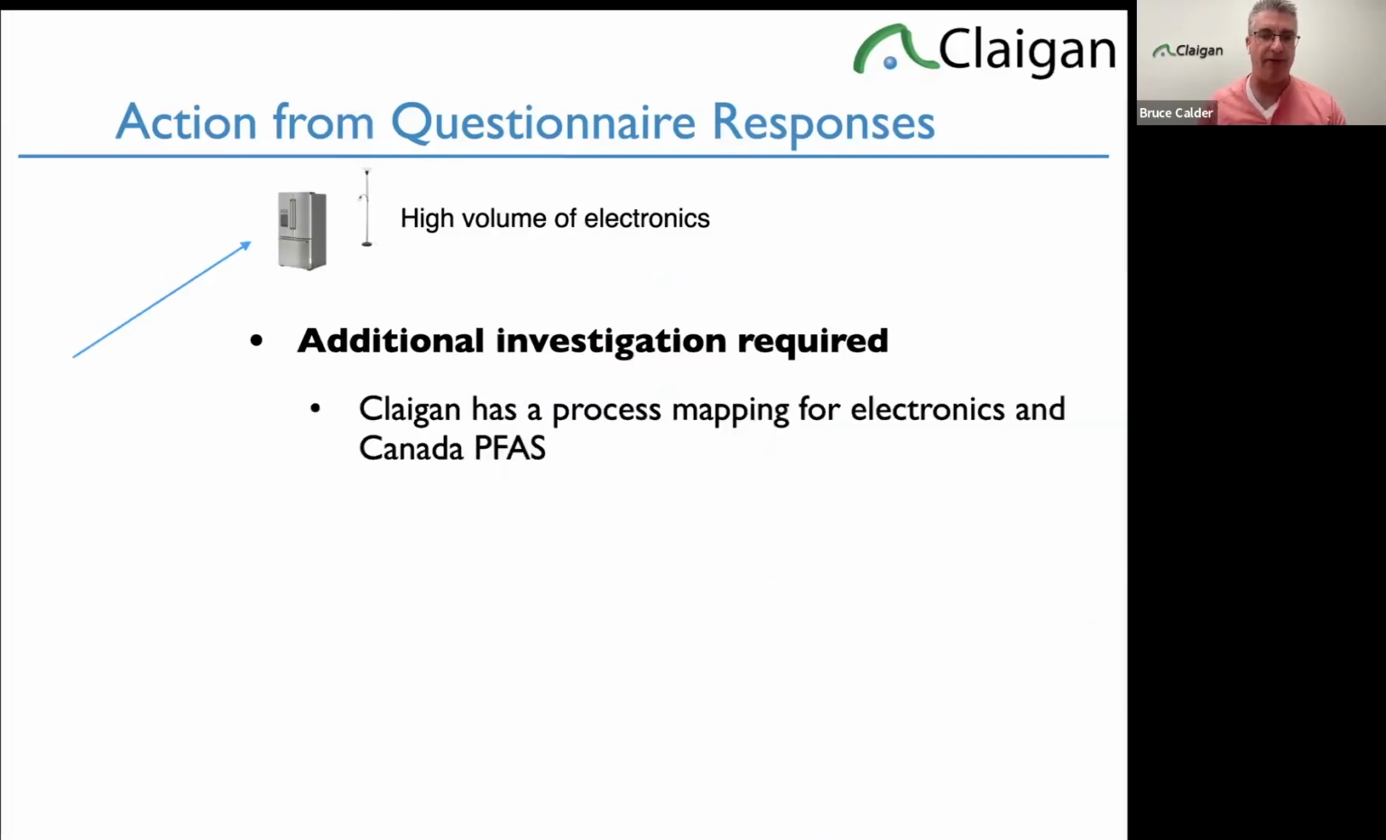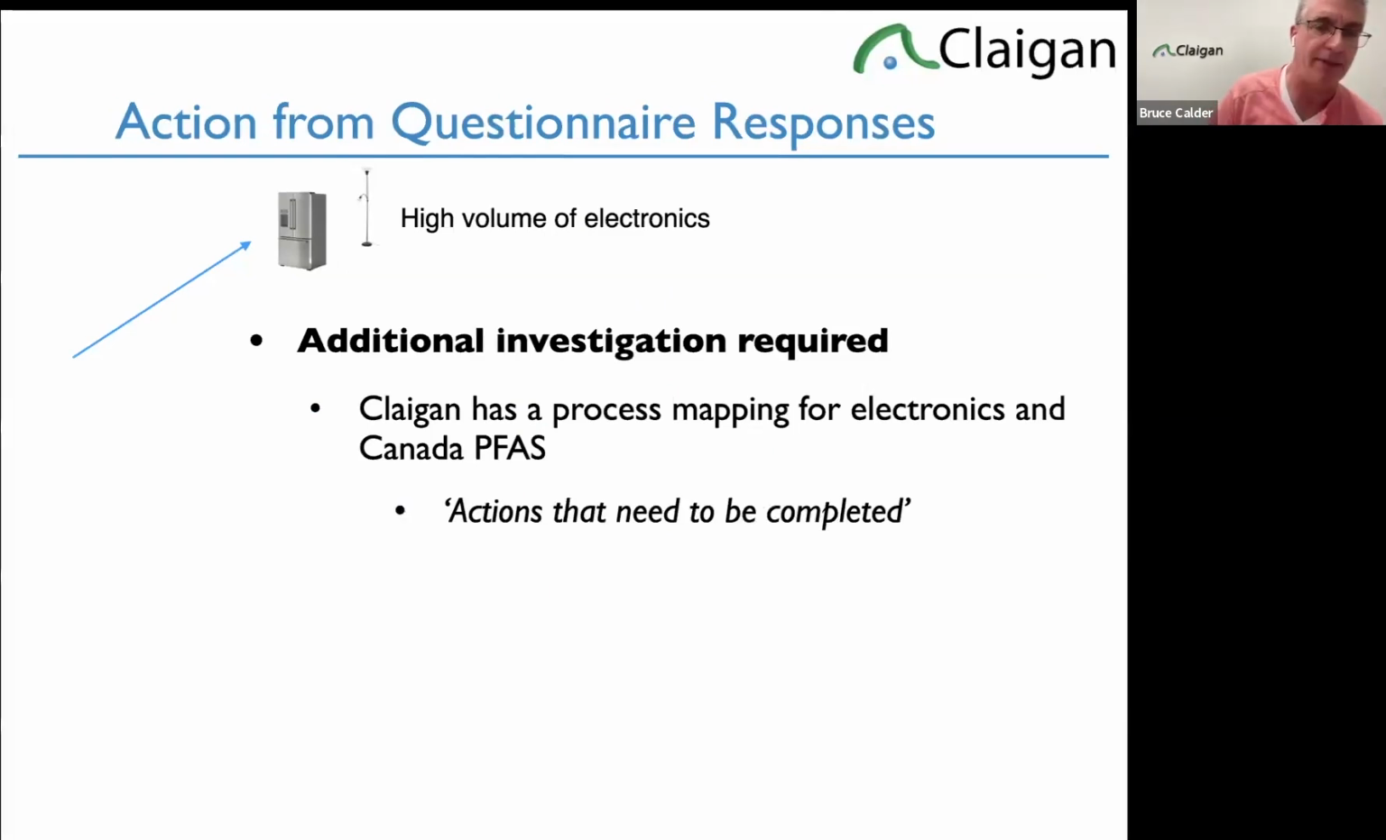We have a process mapping for electronics and PFAS, especially from bill of materials. We have a lot of test capability if the product's really simple. Their actions need to happen. So for high volume electronics, their actions, but to make the 100 kilograms limit, or the 10 gram for certain things, it really simplifies what we're looking for. There only are a certain number of things that can meet that volume.